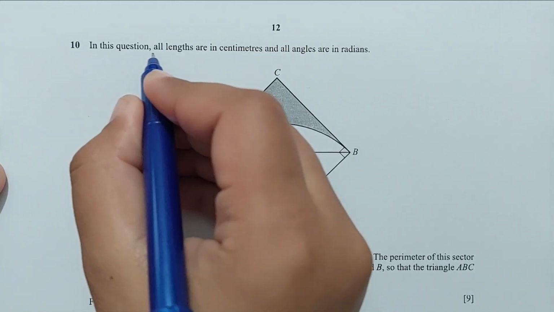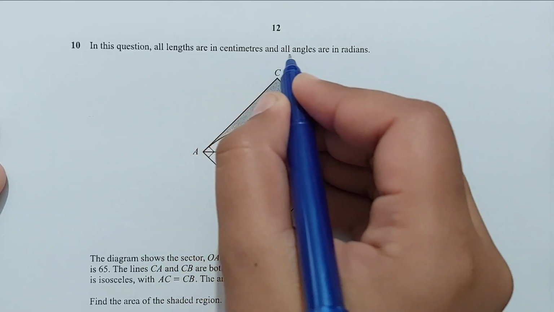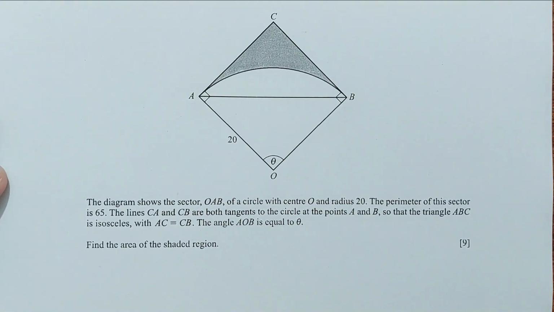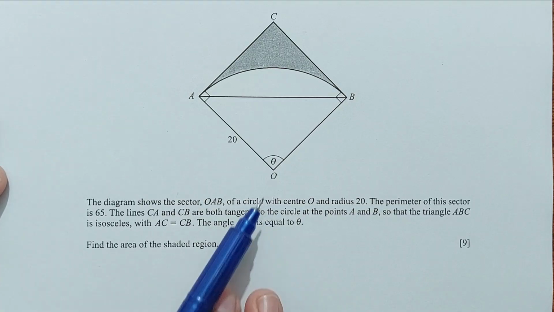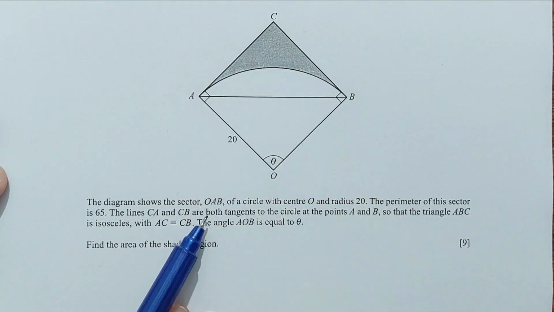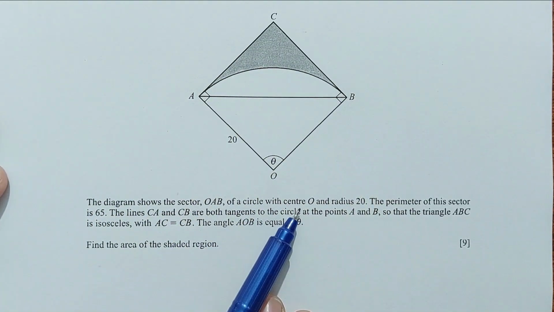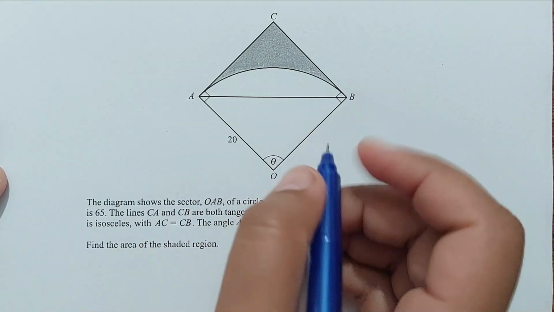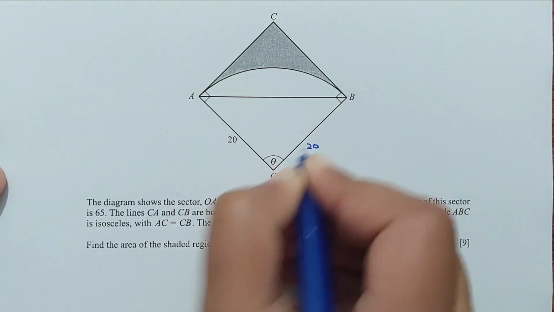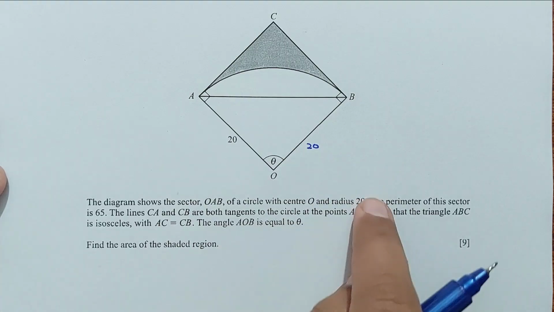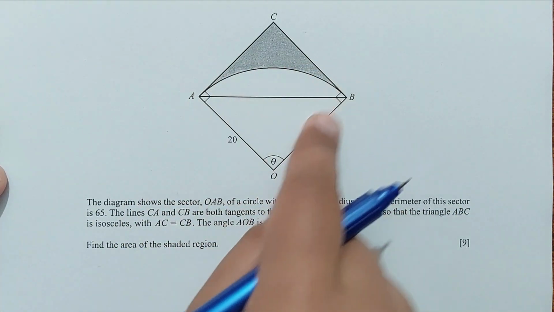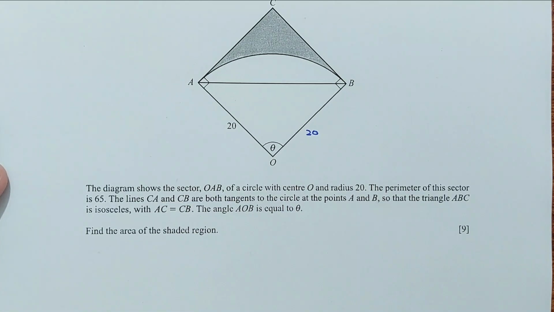Question number 10. In this question, all the lengths are in centimeters and all angles are in radians, right? The diagram shows the sector OAB. This is a sector of a circle with center O and radius 20. So OA is 20 and OB is also 20. Right. The perimeter of this sector is 65. The perimeter we have been given is 65, right?